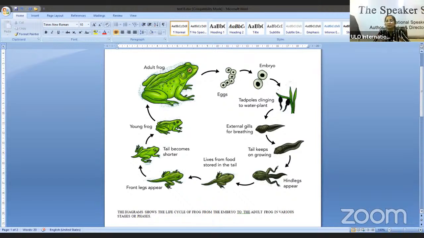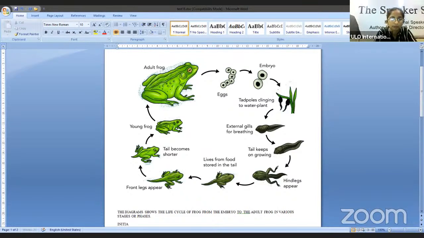You will only write the information which is present in this diagram. I think you are able to write this. And at the first place, I'm going to start this so you can see how to write. Diagram show the life cycle of frog from the embryo to the adult frog in various stages or phases.